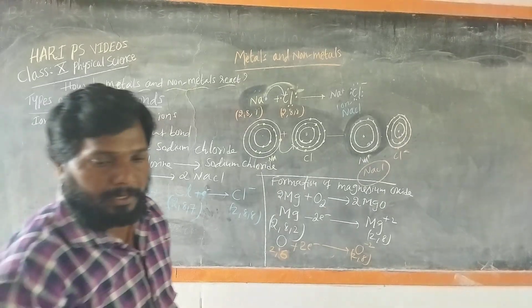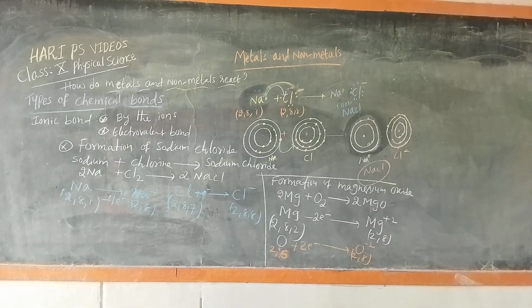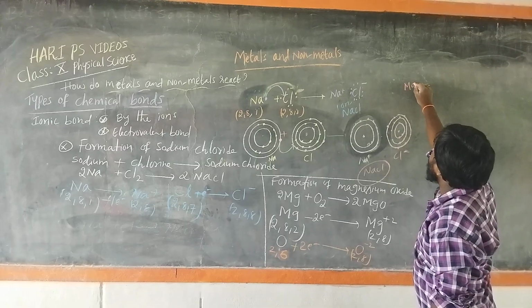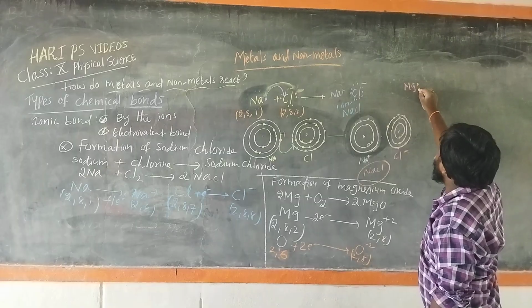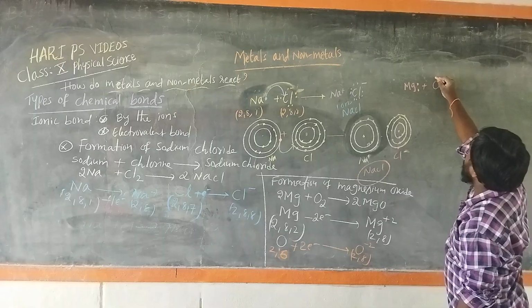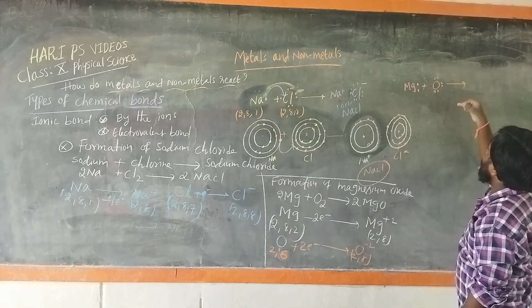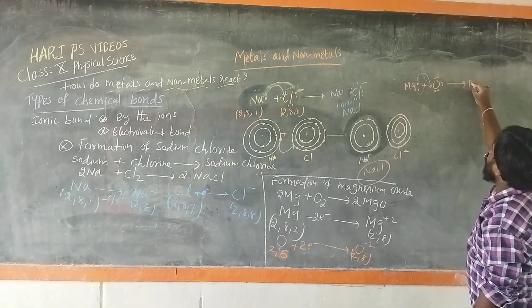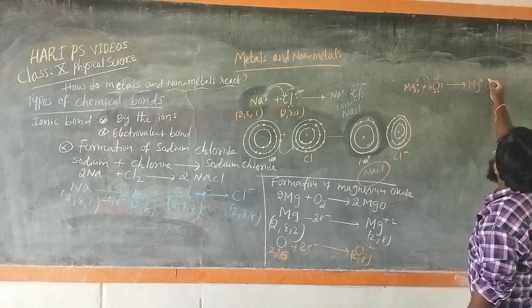So let us explain with the Lewis dot structures. First of all, write like this: magnesium. We can write only valence electrons. So 2 electrons, plus oxygen with only 6 electrons. So these 2 electrons are transferred to oxygen. So what will happen here? Mg plus 2 and O minus 2.